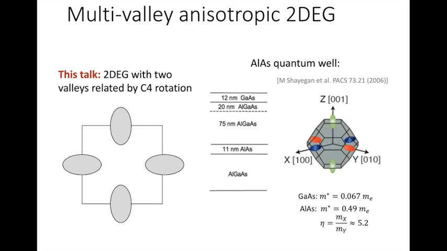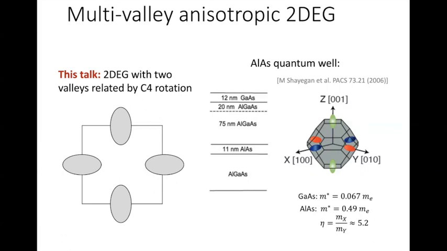And moreover, there's this important parameter. This is a system that has C4 symmetry: when you rotate by 90 degrees, the two valleys map into each other. The valleys live in the X and Y points of the Brillouin zone. This is actually the 3D Brillouin zone of aluminum arsenide. When you put it in a quantum well, this Z pocket is pushed away from the Fermi level. So there are two pockets for the 2D dispersion. This is what the 2D Brillouin zone would look like: two Fermi surfaces that are related by 90-degree rotation.